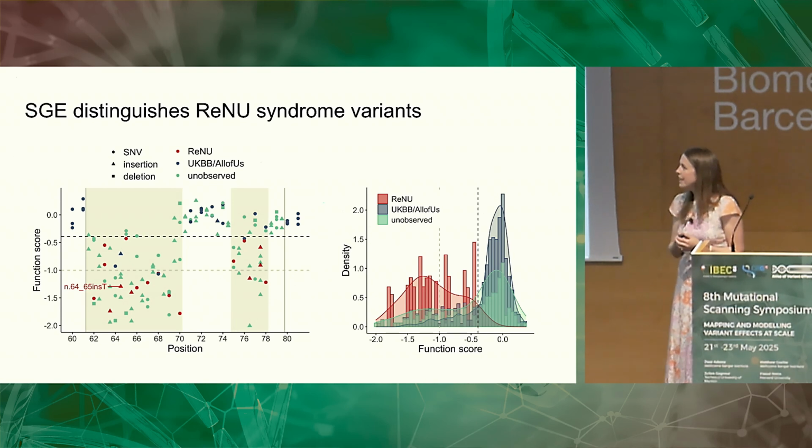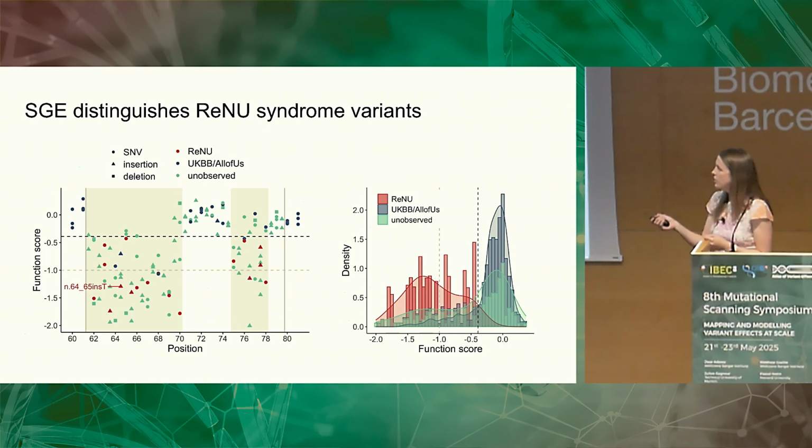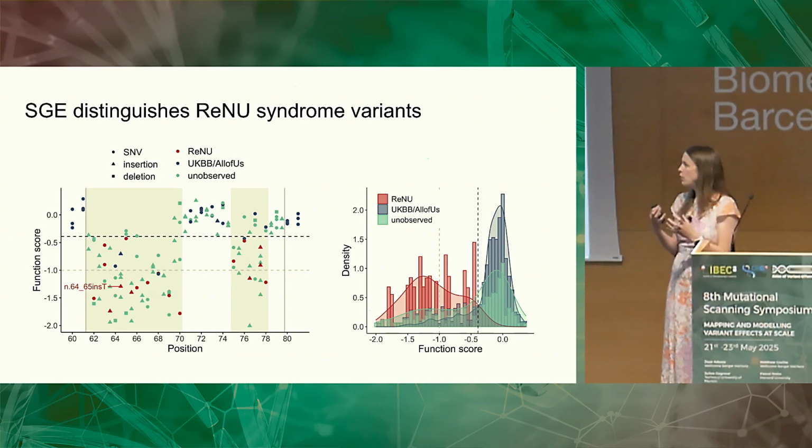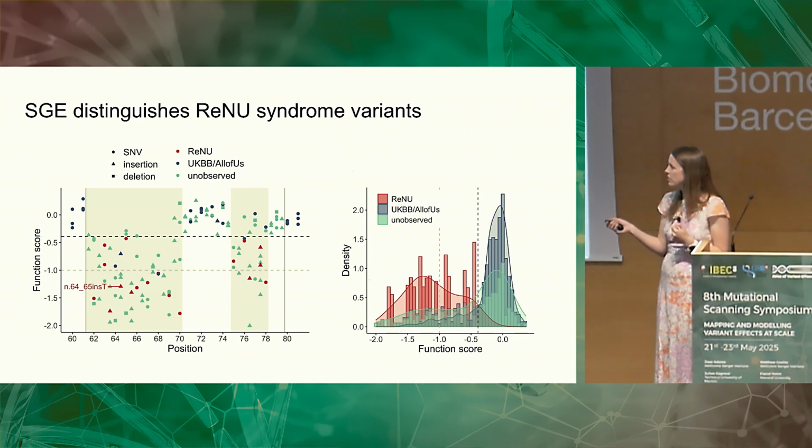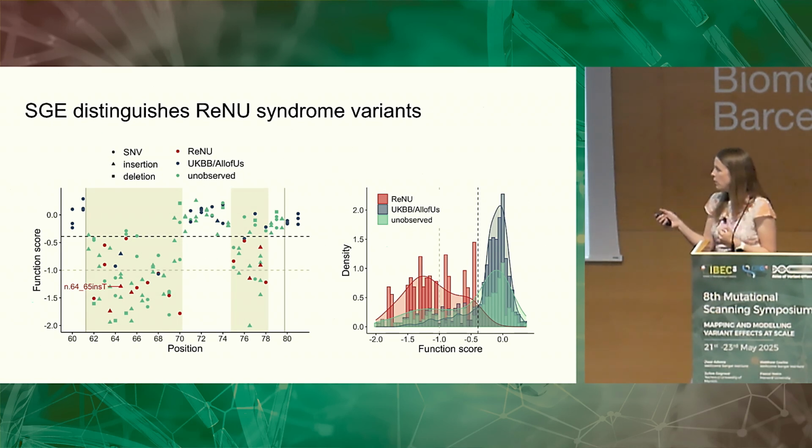If we zoom into that 18 base pair region that is flanked by these two vertical grey lines, we can actually see that we can now further refine this region to two smaller regions of, I think it's 9 and 4 base pairs, where pretty much all of the variants fall below the line, and are either in red because they're observed in Renew syndrome, or in teal/green because they're not observed at all.